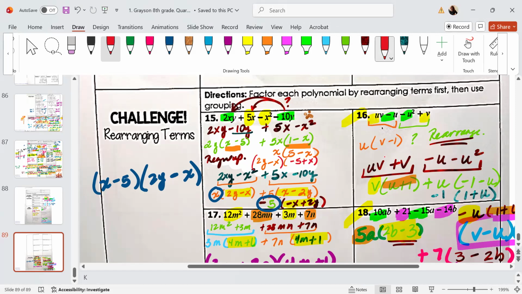So you did it correctly. No, it is the same thing. No. No, it's not. No, it's not.